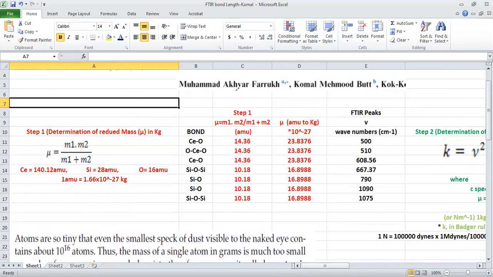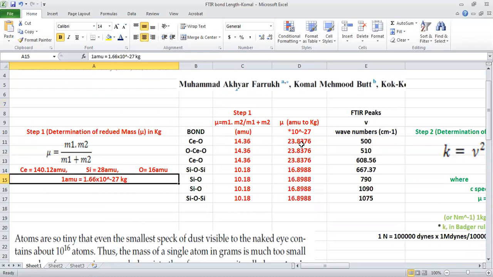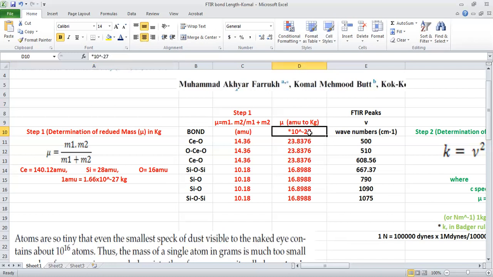So now what is the reduced mass? This is step one, and the calculations are given over here. If you take this as a reference, cerium oxide, the cerium mass is given over here, the oxygen mass is 16 AMU, and you have to multiply these two and divide by the sum of the masses, and you will get the value of 14.36. Now you have to multiply with this factor to convert into the kilogram, and I have taken the exponent minus 27 as a common factor to make the calculation easier. So these are the values for the reduced mass for all these functional groups.